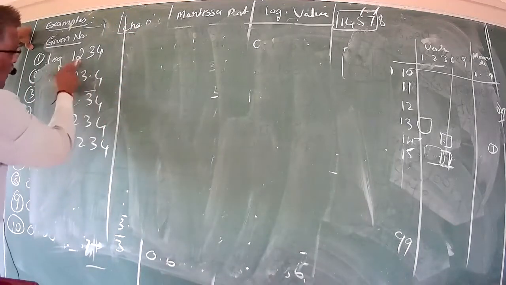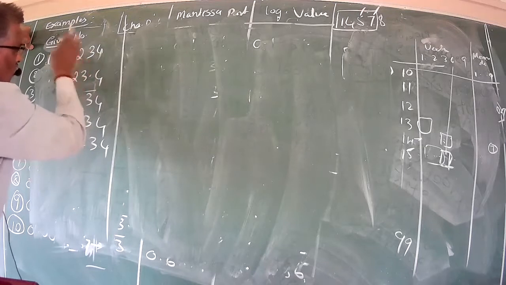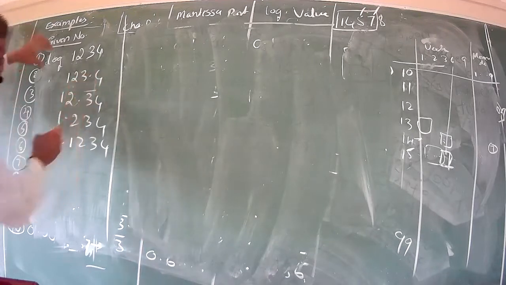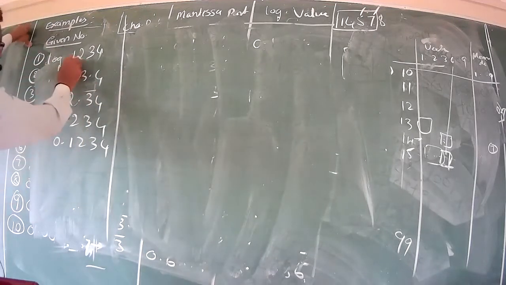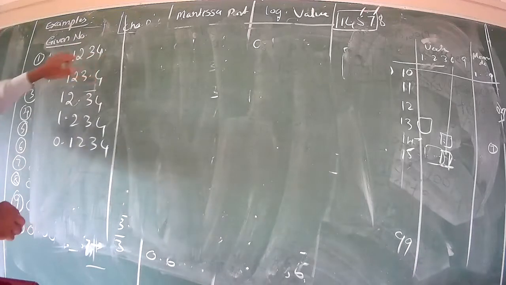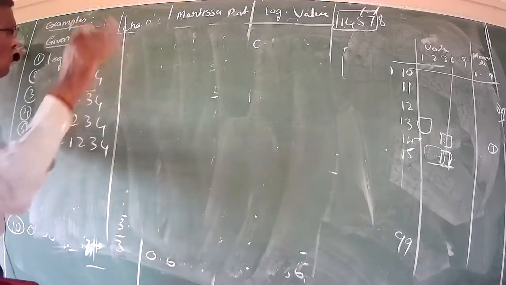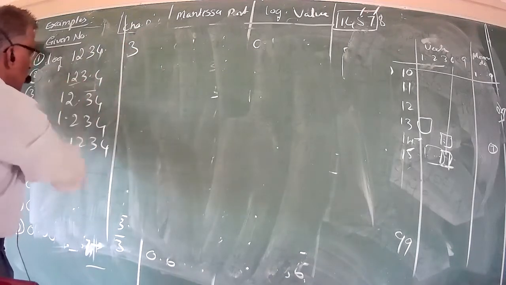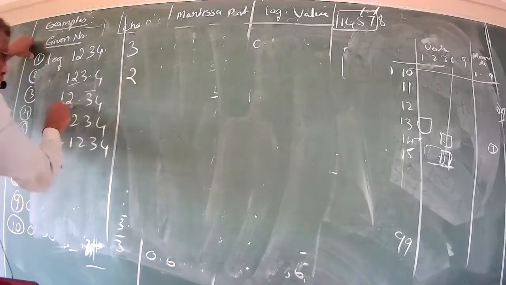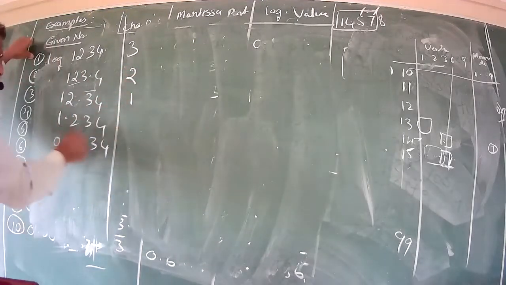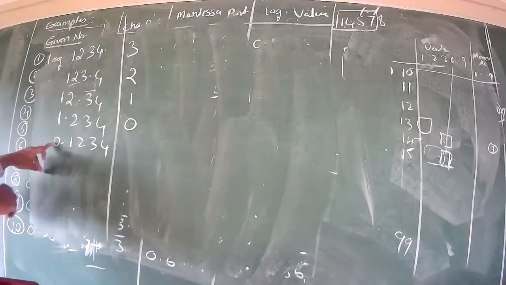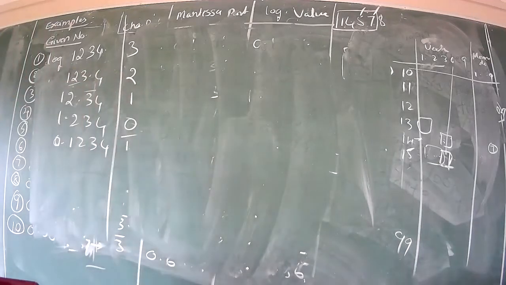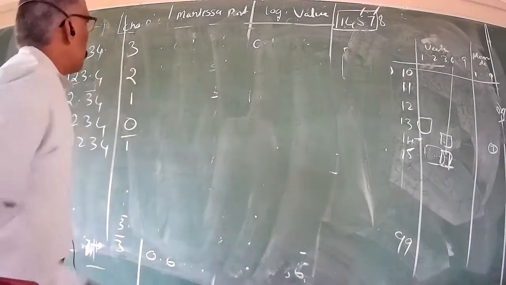The characteristic part: count the number of digits before the decimal point. Ignore the decimal point. Sorry, so the number of digits before the decimal point. Here there is no decimal point, 1234, there are 4 digits. 4 minus 1, so the characteristic part is 3. Here the characteristic part is 3 minus 1, which is 2. Here 2 minus 1 is 1. Here 1 minus 1 is 0. Here 0 minus 1 is bar 1. So this is the method of finding the characteristic part.